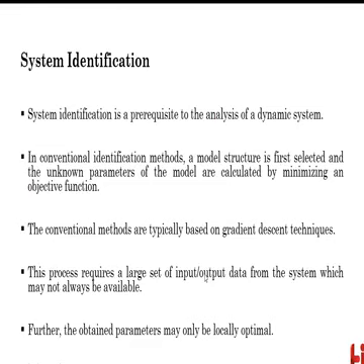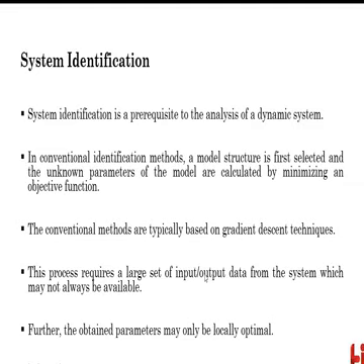Coming to the process of system identification, this is a process usually employed for the analysis of a dynamic system. A model structure is normally selected in the conventional technique, and the unknown parameters are calculated by the minimization of an objective. This process usually requires a large set of input output data for the system, and if the system does not have the availability of the data, this particular method, which we are calling the conventional technique, will fail to operate.